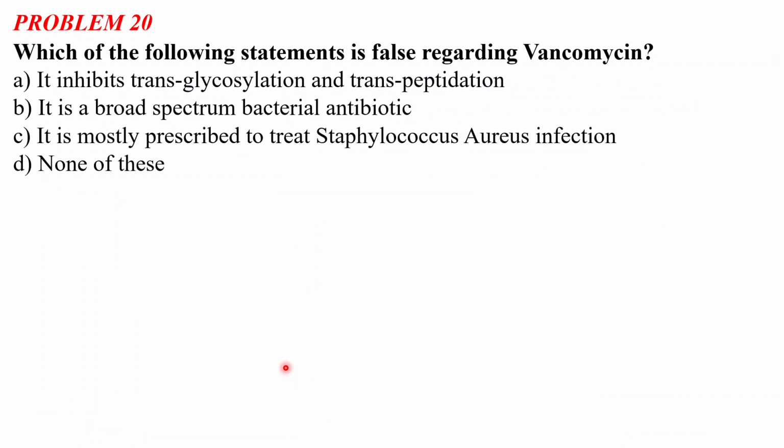And now the last question of today's session: which of the following statements is false regarding vancomycin? Number A, it inhibits transglycosylation and transpeptidation. Number B, it is a broad spectrum bacterial antibiotic. Number C, it is mostly prescribed to treat Staphylococcus aureus infection. And number D, none of these.